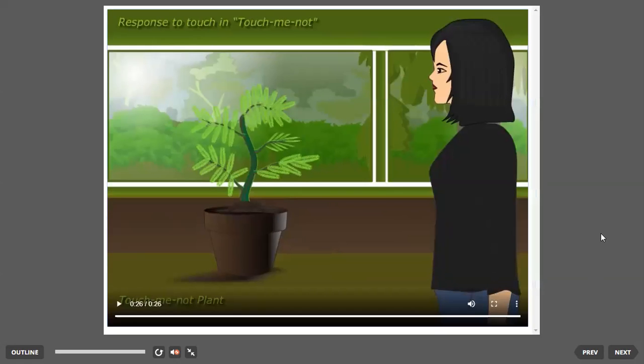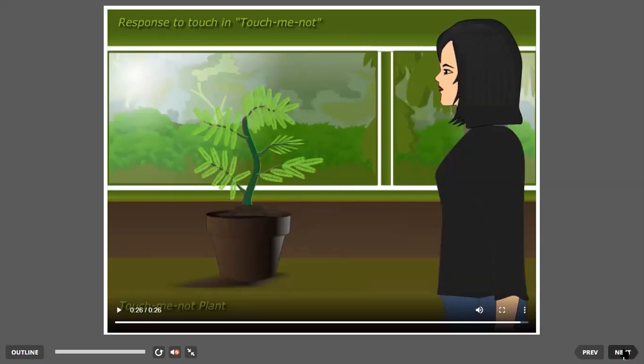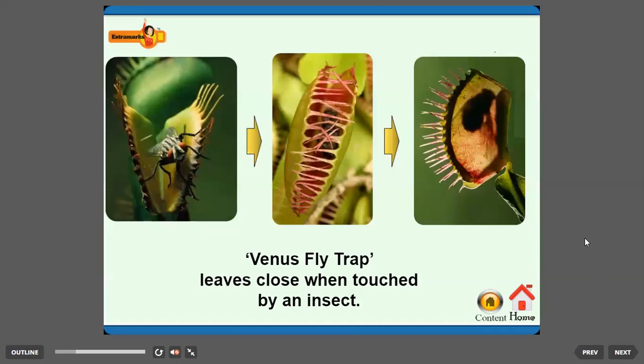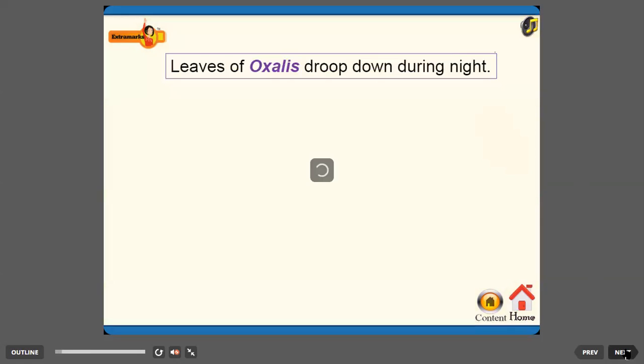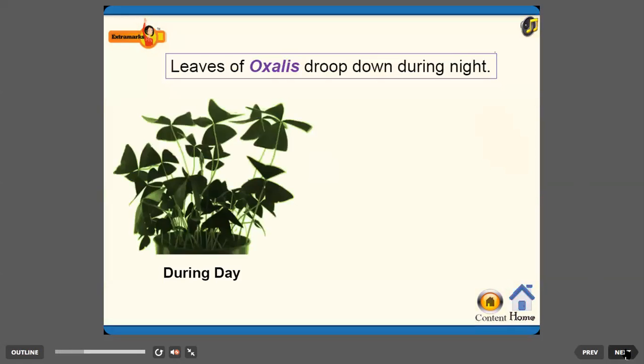So this is a small example that we have seen over here, right? The Venus flytrap, leaves closing when touched by an insect. That means it's a movement. Photonasty, that is response to light, as I told you. Leaves of oxalis droop down during the night. Droop down, मतलब सो जाते हैं, लगता है ऐसा.